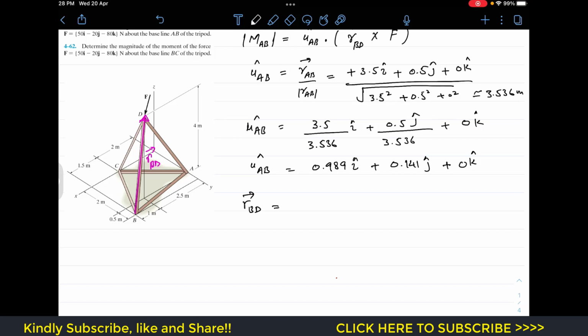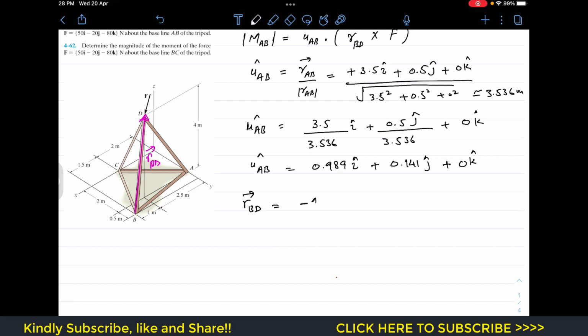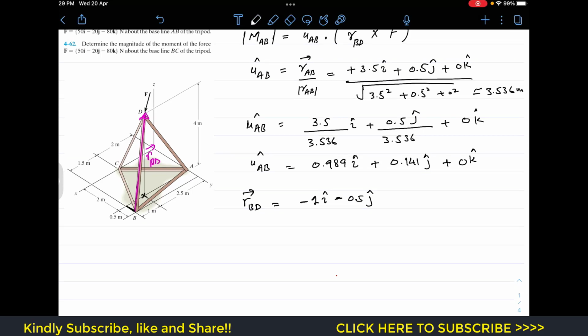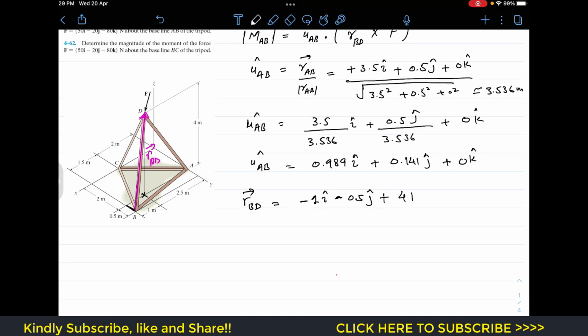So the position vector from B to D is, from B, we need to travel 0.5 meters in the negative y, and then 1 meter in the negative x. So minus 1 i, and minus 0.5 j. Then we will reach here, and from here we need to travel 4 meters in the positive z. So we will reach that point D from B. So this is plus 4k. Now this is the moment arm for that force F to find the moment about the axis AB.